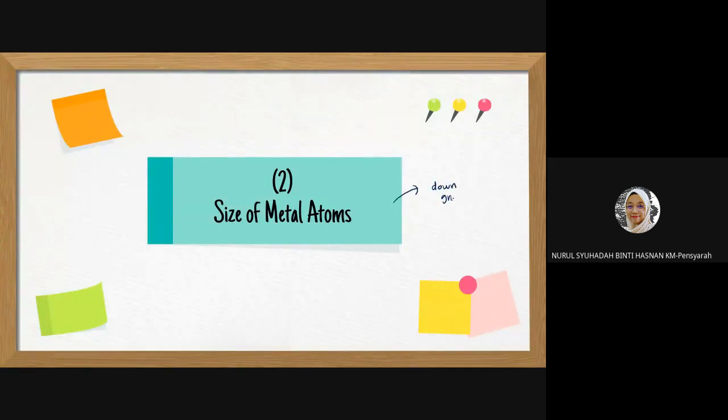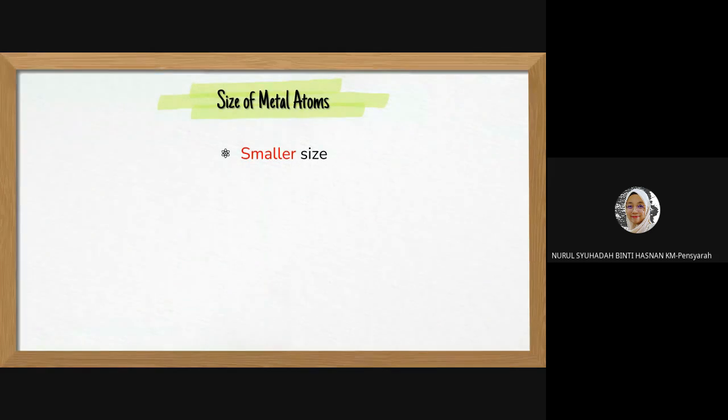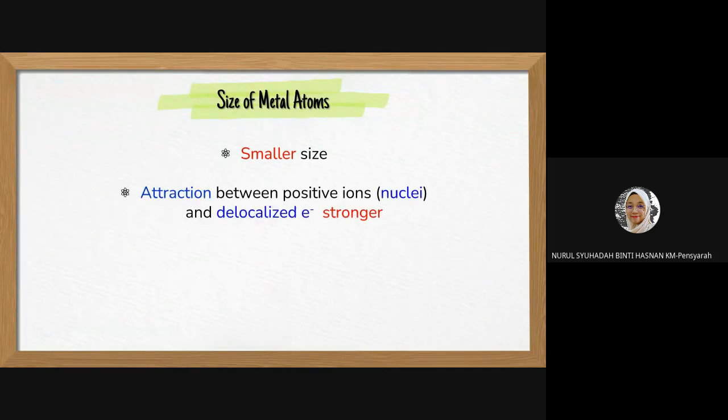group. Okay, down a group yang mana the number of valence electron is the same. Okay, so size of metal, the smaller the size, the attraction between positive ion and the delocalized electron is stronger. So kita akan ada stronger metallic bond. So in other words, kalau kita ada metal down a group, down a group size makin lama makin besar, betul? Okay, jadi kita boleh kata down a group, the metallic bond will become less stronger sebab size makin besar.